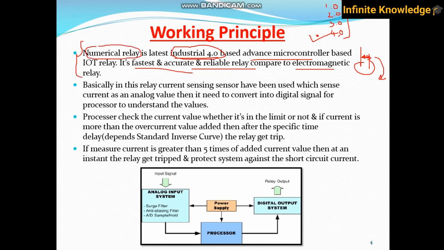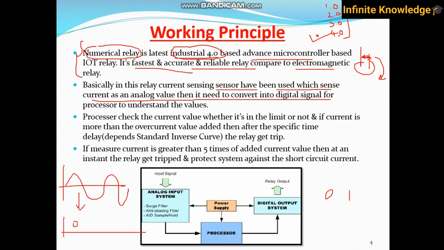Basically, in this relay, a current sensing sensor is installed and used to sense the current as an analog value. It needs to be converted into a digital value. Your current is always a varying quantity, and microcontrollers and microprocessors don't understand varying quantities. They just know 0 and 1. So we need to convert this value into a 0 and 1 pattern to understand it. That's why we have used an analog to digital converter.